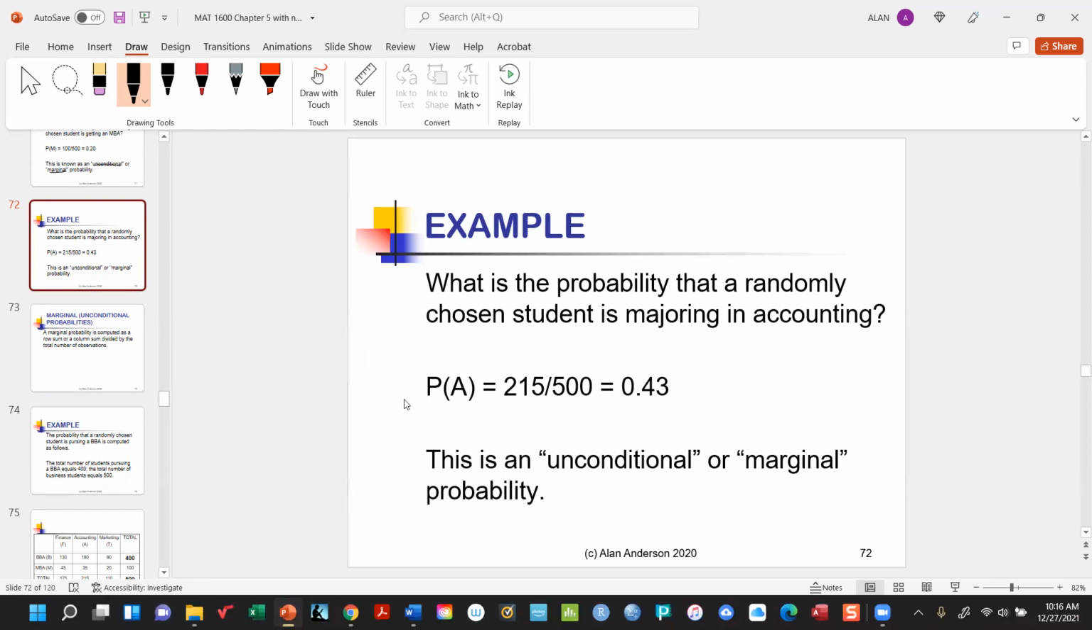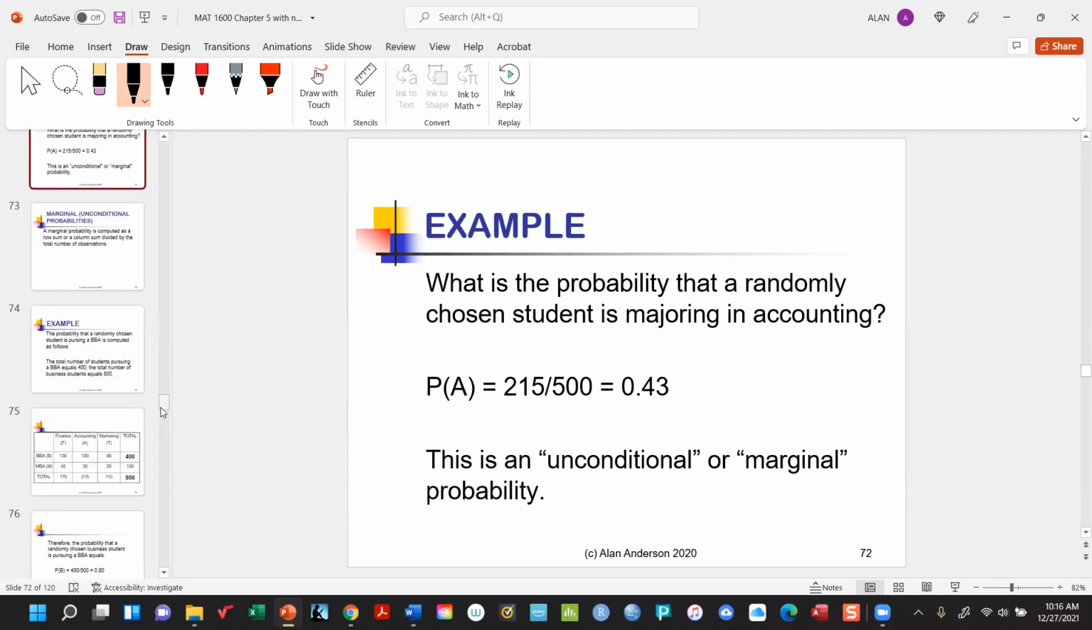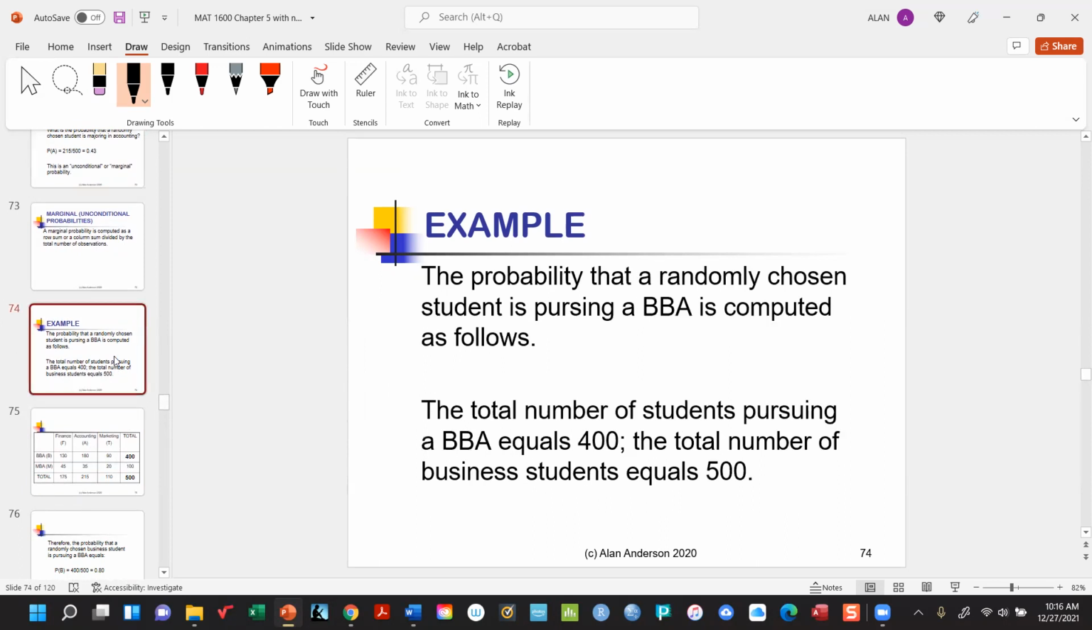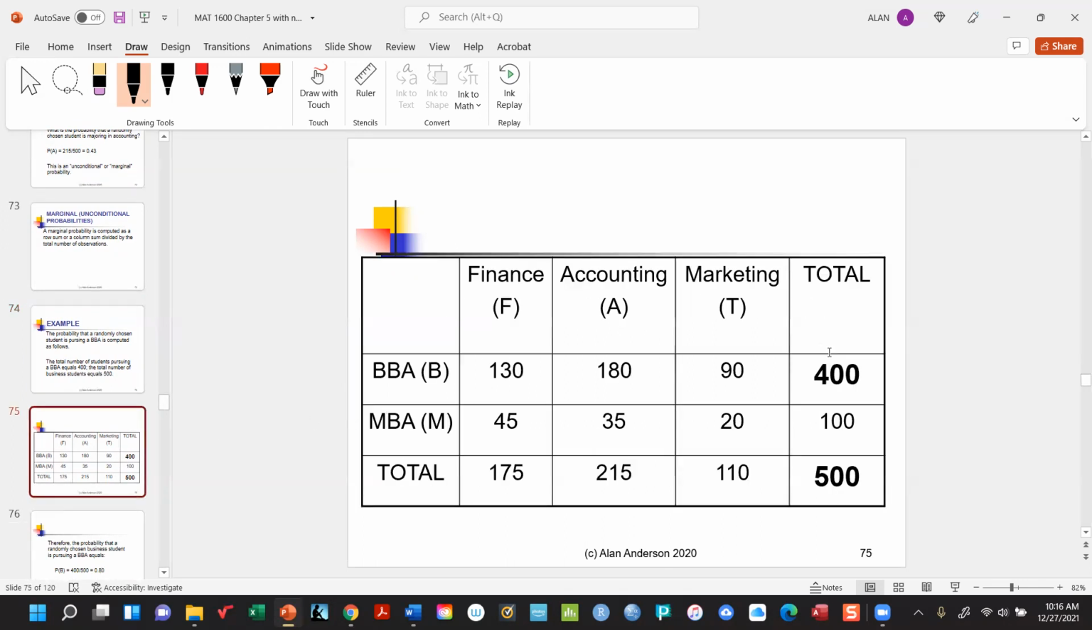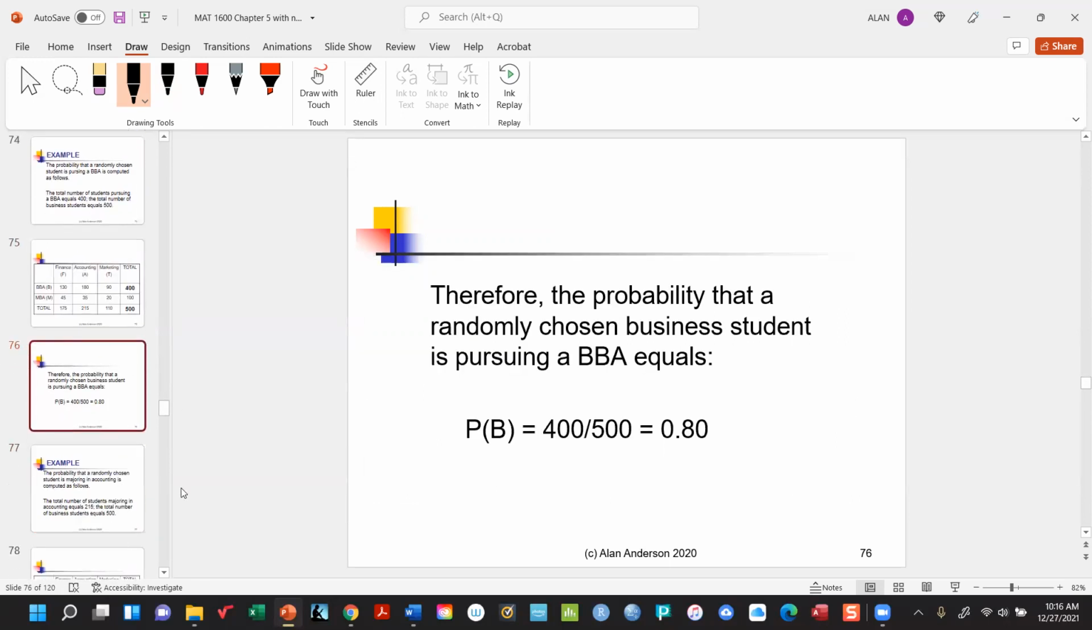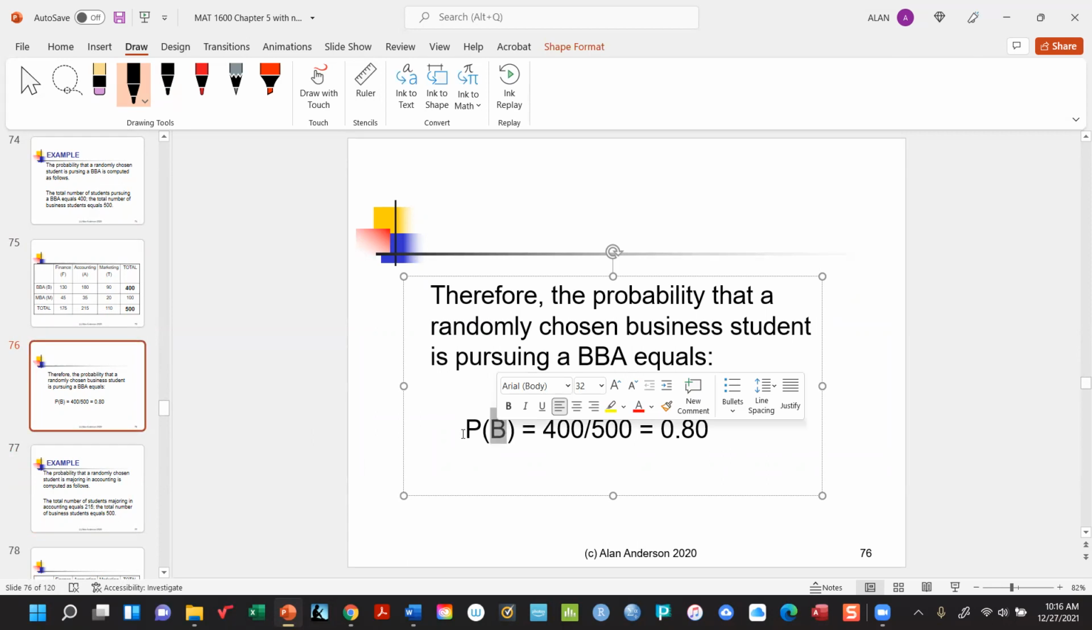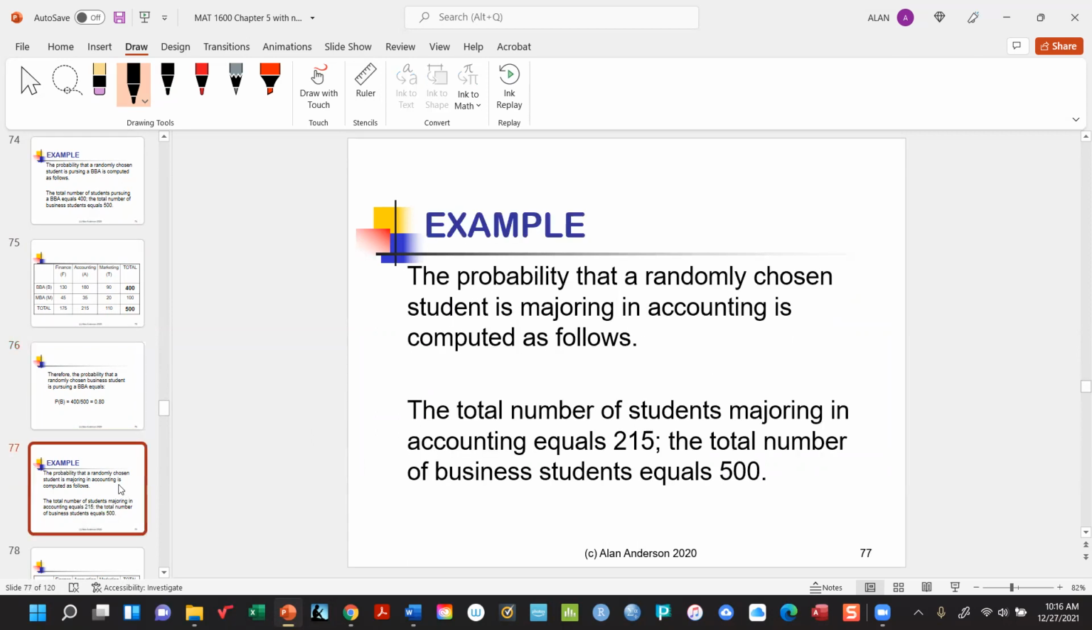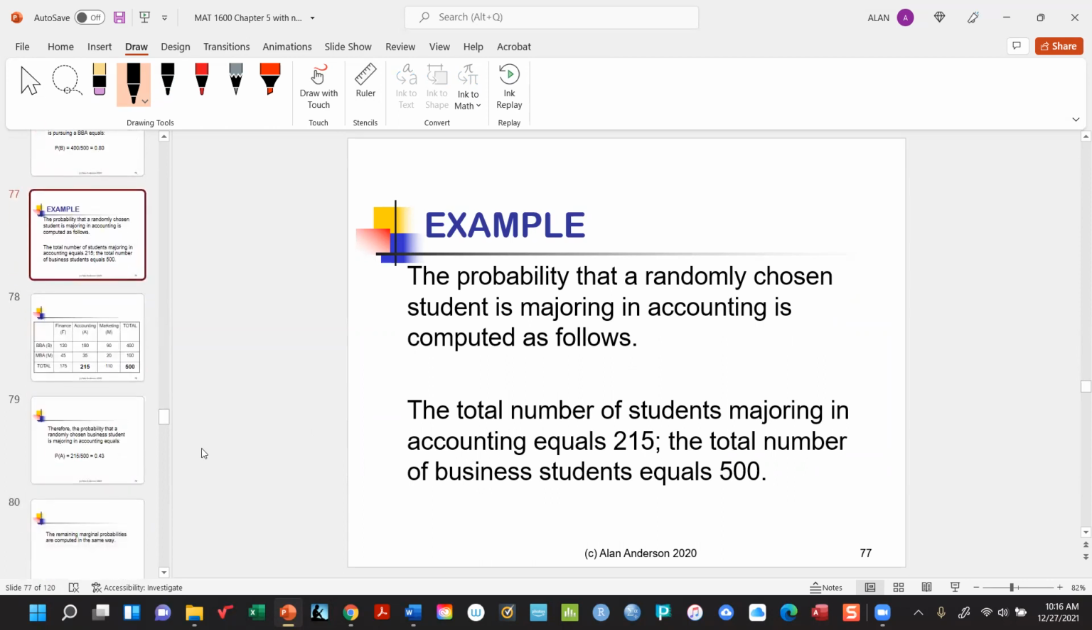And there's others as well. We could, for example, ask the probability that a randomly chosen student is getting their bachelor's degree. Well, once again, if you look at that table, you'll see that there's 400 students getting a bachelor's degree out of 500 total. So that clearly gives us a probability of 400 out of 500, or 80%. So again, this is an unconditional or marginal probability because it refers to a single event. All right, so far we now know two different kinds of probabilities: joint, which is the probability of two things both being true, and unconditional or marginal, which is the probability of a single thing being true.